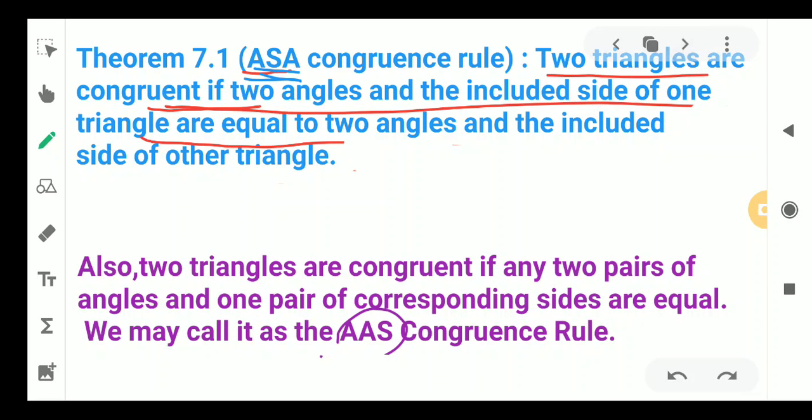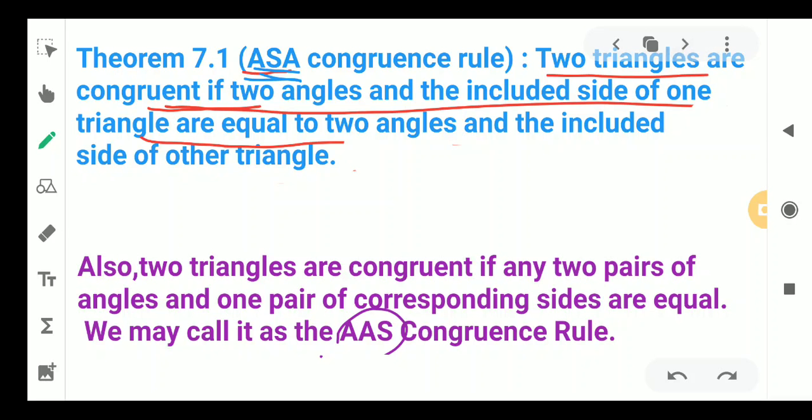The second criteria is ASA congruence, angle side angle. So if two angles and the included side of one triangle are equal to the corresponding two angles and included side of another triangle, then we can say the two triangles are congruent by ASA criteria.